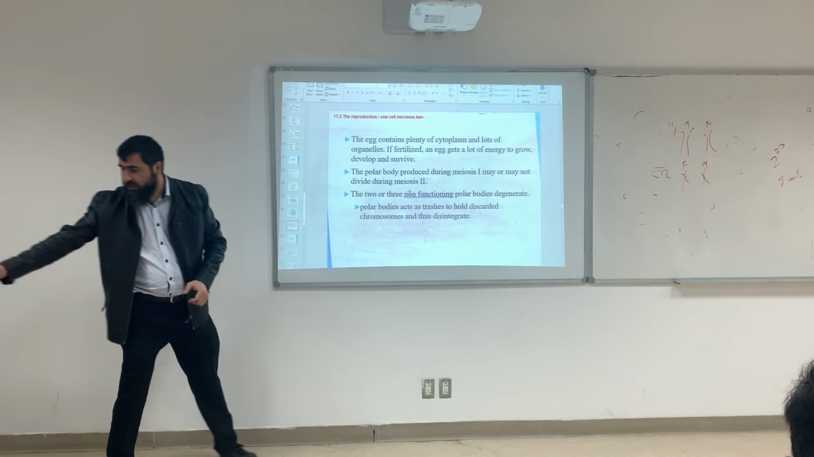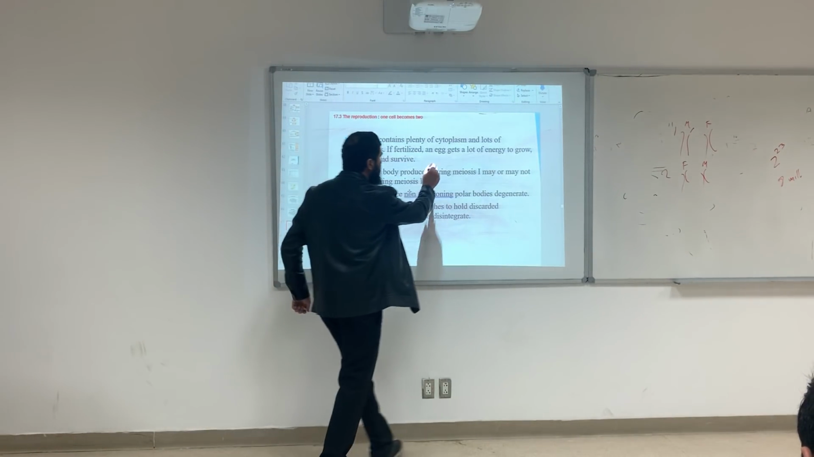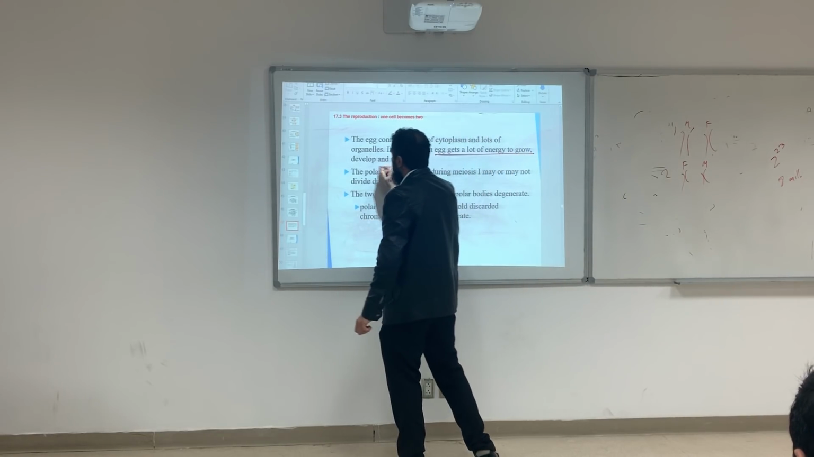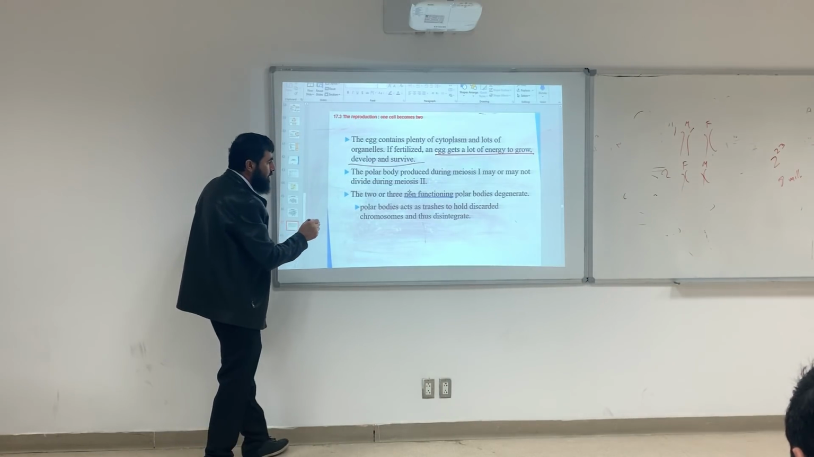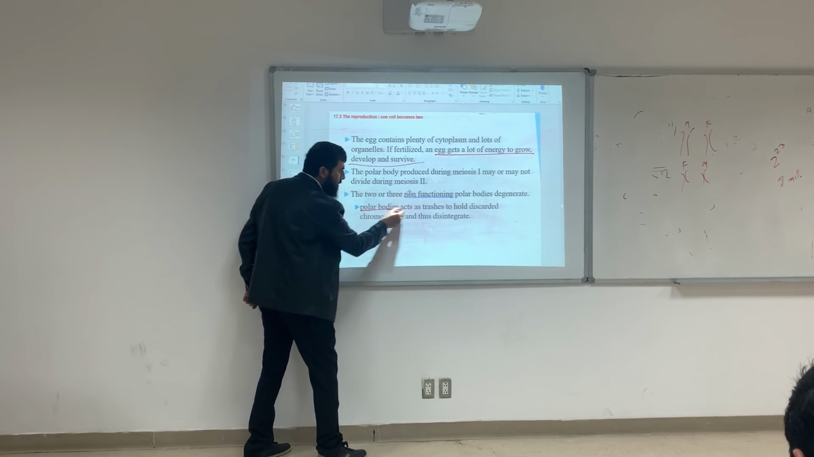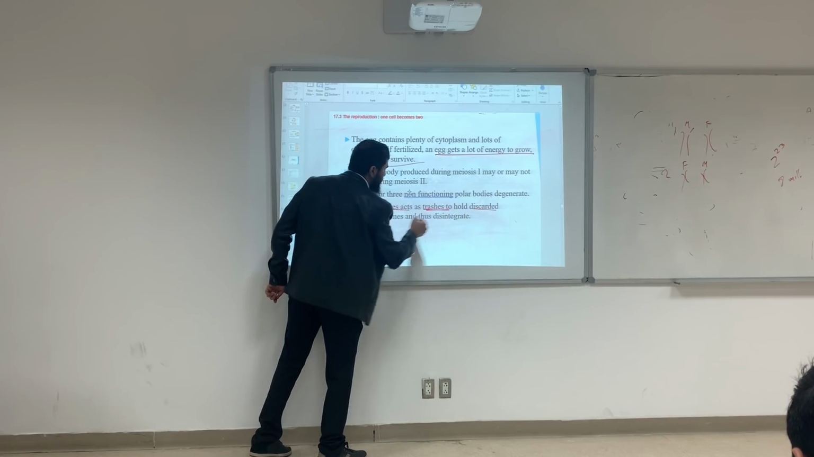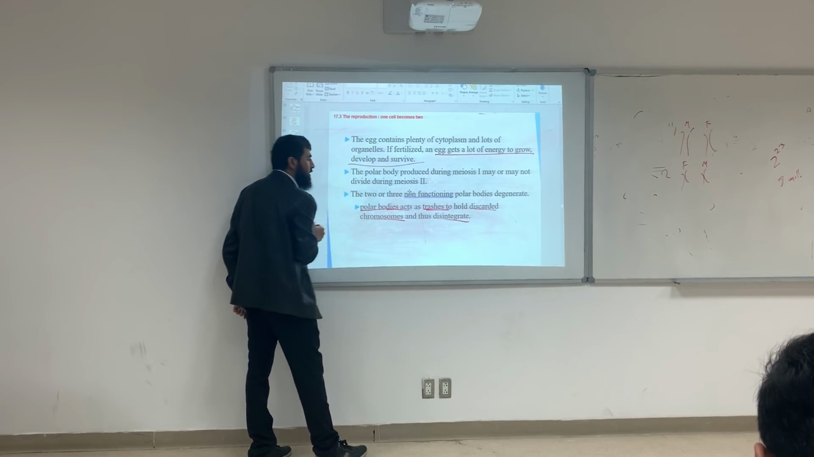So the reason you get unequal division is so the egg gets most of the cytoplasm, and the polar bodies remove the discarded chromosomes and they just disintegrate.